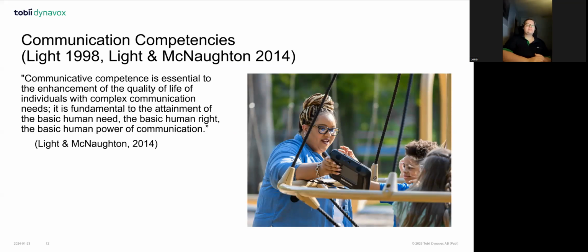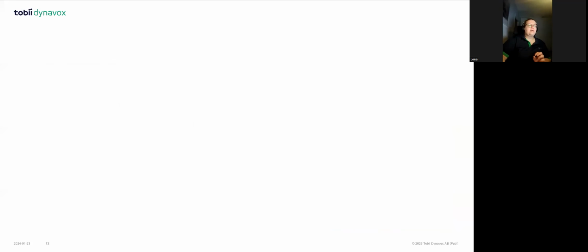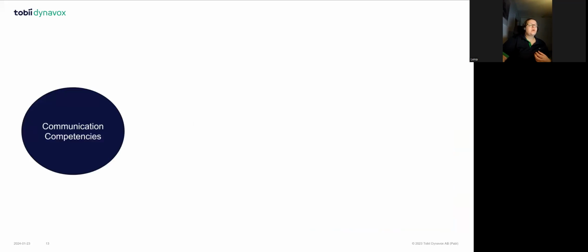We know that communication competencies were formulated by Janice Light and her team. She believed that communication competencies are essential to the enhancement of the quality of life of individuals with complex communication needs, and are fundamental to the attainment of basic human needs, the basic human right, the power of communication. The basic ability to communicate in natural environments is something that we achieve when all four competencies are developed. So there are four main competencies: the linguistic, the operational, the social, and the strategic.